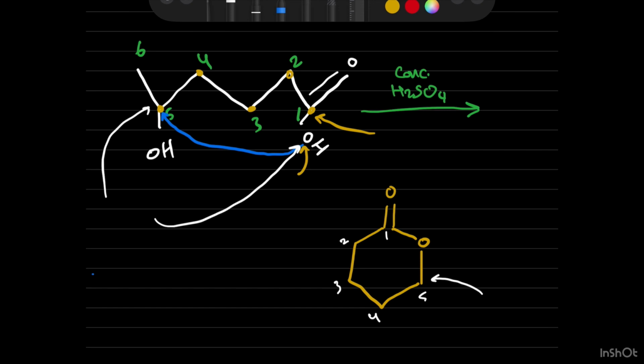All right, and don't forget something. We have a methyl group on the 5th carbon, so we have to draw it in this form. So this is the product, and not to forget the water molecule here.